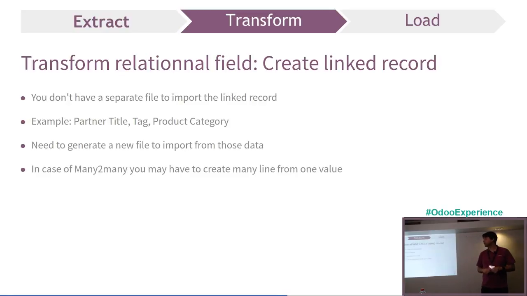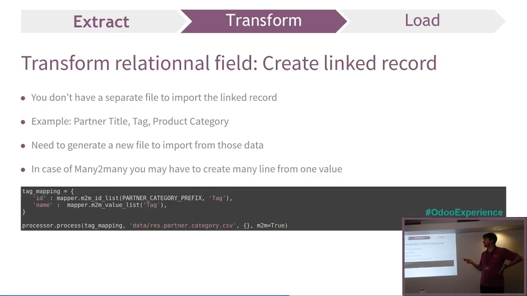In case of many-to-many, sometimes one cell will generate many records in your output file, for the category. In that case, I have a special way to process the data. Here, the mapper is not returning a value anymore. It's returning a list of values. So if both return the same number of values, it will generate the same number of lines. And there is a specific parameter here to tell, OK, my mapping is not returning only one value, it's returning a list of values. So each time you see a list of values, create many lines.